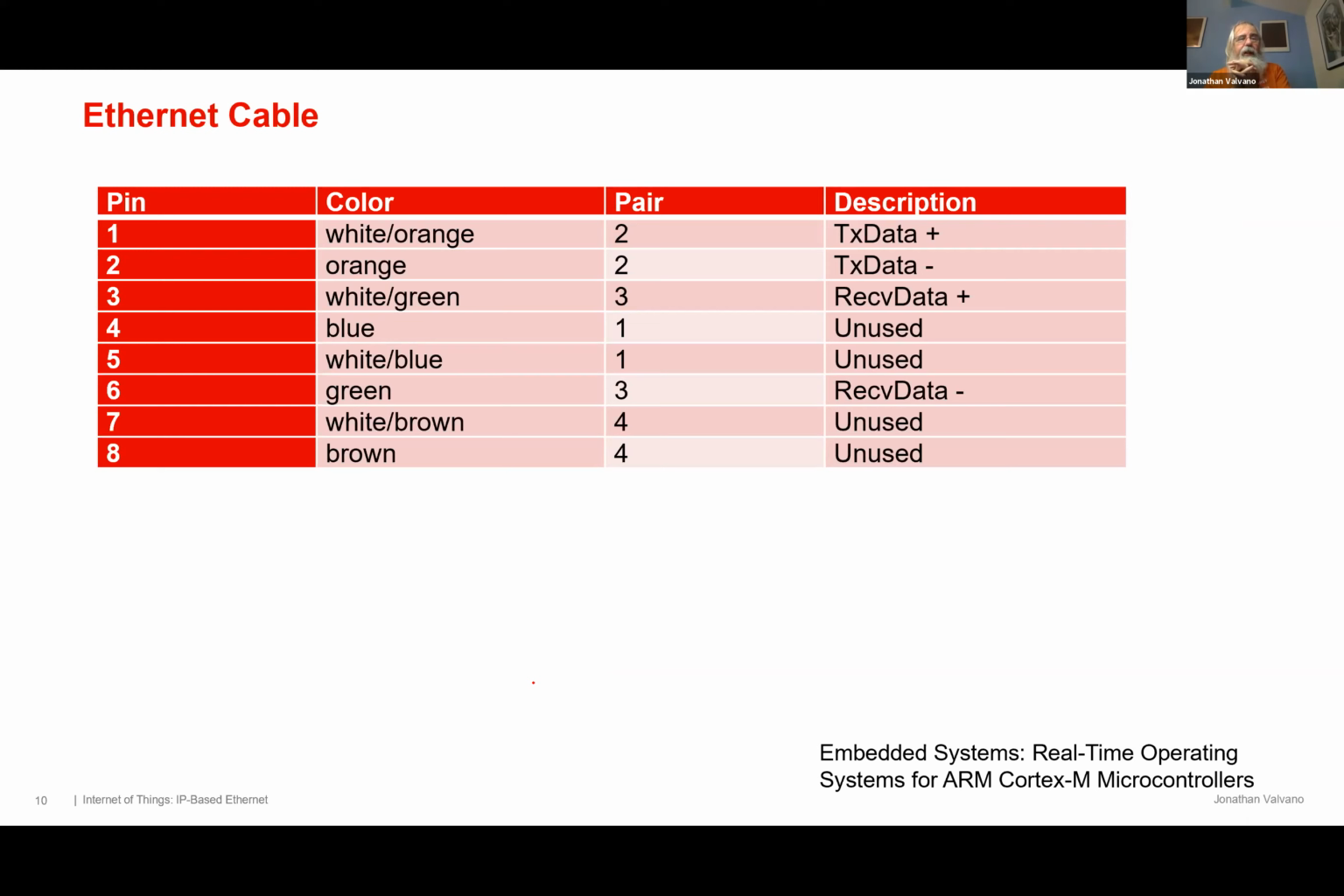And this is the standard connection. I don't know if you ever ripped an Ethernet cable apart, but it's got 8 wires in it, and they're colored white orange, orange, white green, blue, white blue, green, white brown, and brown. And they're twisted pair. And so it's differential voltage. We'll see what the voltages look like in a minute, but it's differential voltage.